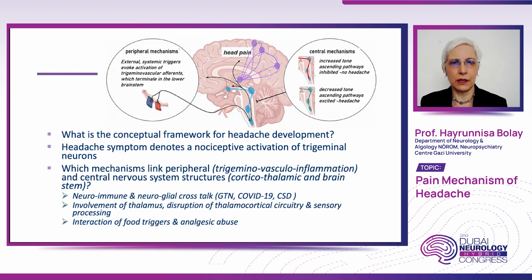I will talk today about at least three examples. One is inflammatory substances and neuroimmune crosstalk, in three different models: the nitroglycerin model, cortical spreading depression, and the recent pandemic, COVID-19, which is probably inducing headache through these mechanisms. I will also talk about the involvement of the thalamus, any disruption of thalamocortical circuitry and disruption of sensory processing. And briefly, I will talk about the interaction of food triggers and analgesic abuse.